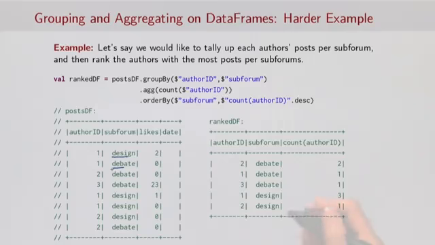So as you can see, I've ordered by the subforums now. So I've got the debate subforum first, followed by the design subforum. And then I have the counts in decreasing order. So the author with the most posts in the debate forum is author number 2. And the author with the most posts in the design forum is author number 1.